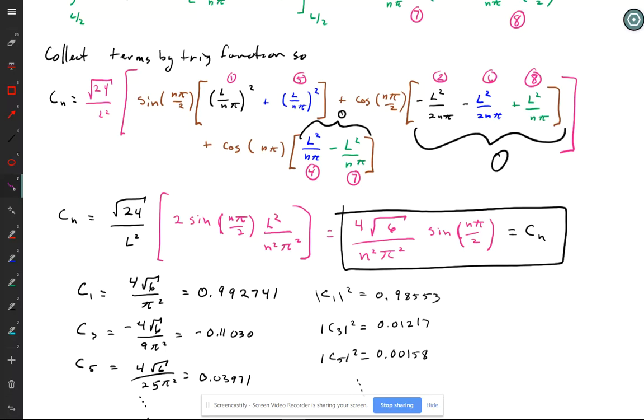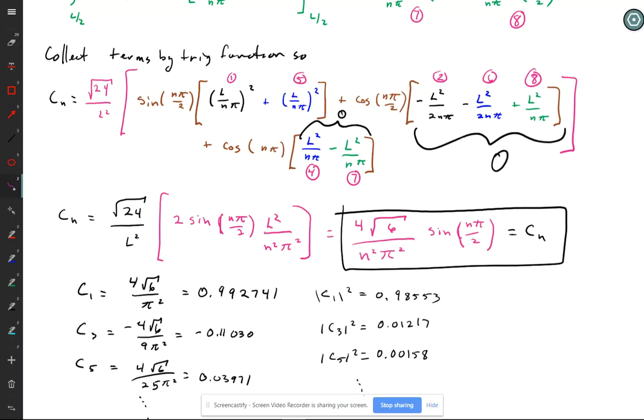State 2, of course, it's 0. It's not at all in state 2. It's not in any of the even functions. State 3 is going to be 1.217% in state 3. And state 5, it's going to be 0.158% in state 5.